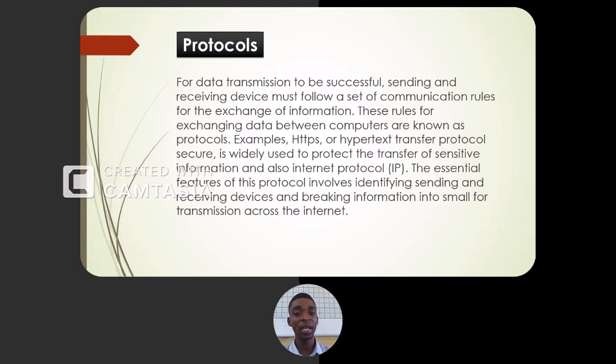We have HTTPS, as we all know, Hypertext Transfer Protocol Secure. It is widely used to protect the transfer of sensitive information. Also there is the Internet Protocol, which is another one, that's the IP. The essential feature of this protocol involves identifying sending and receiving devices and breaking information into small packets for transmission across the internet. I hope you've learned something today.